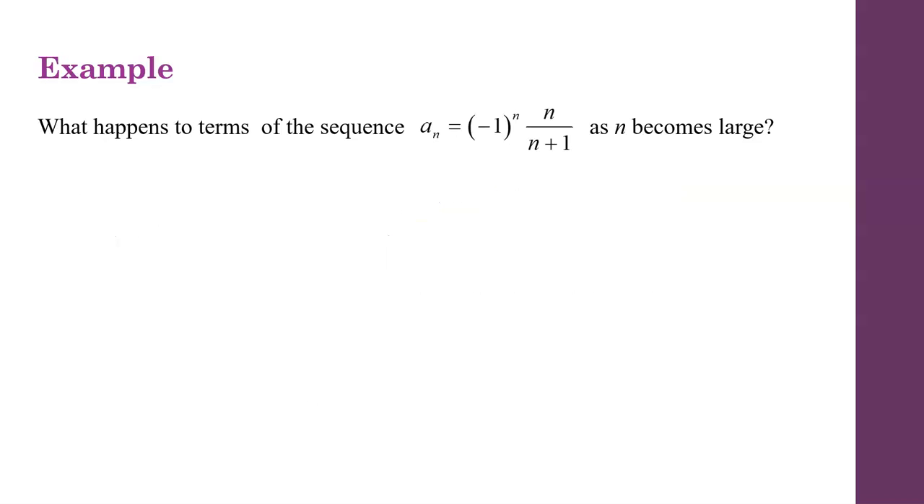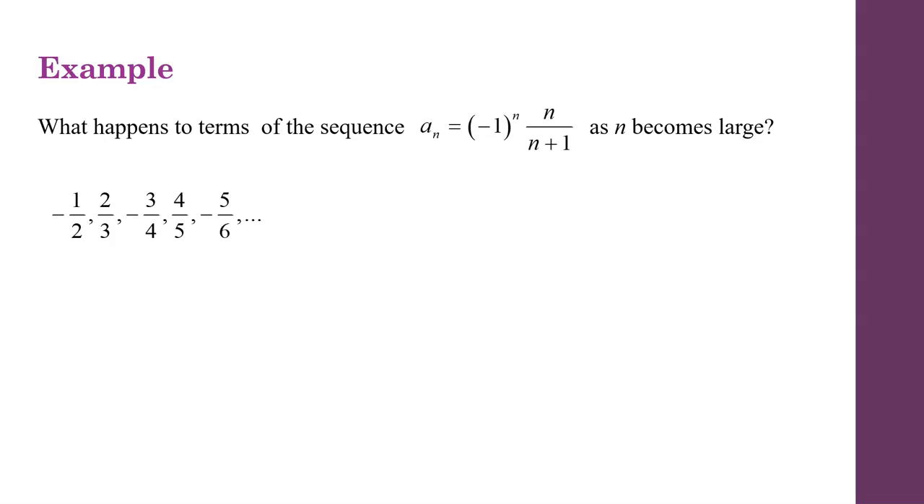Here we are looking at the sequence -1 to the n times n over n plus 1. So we just looked at this n over n plus 1 sequence, now we have the negative 1 to the n in front, which makes the values alternate. So instead of just having 1/2, 2/3, 3/4, we have negative 1/2 for the first term, since negative 1 to the first power is negative. For the second term, negative 1 squared is positive. Third term, negative 1 cubed is negative, so the signs keep alternating.